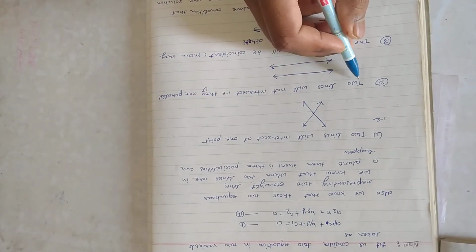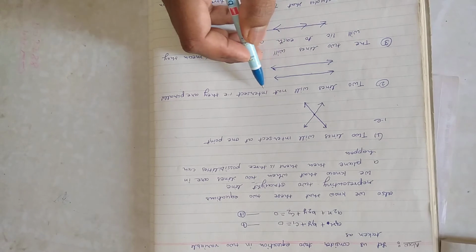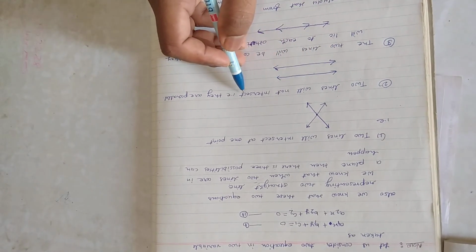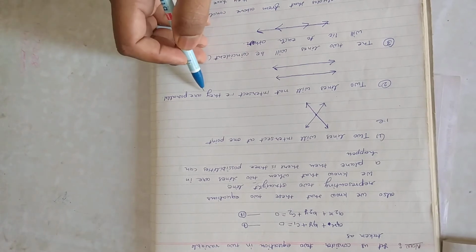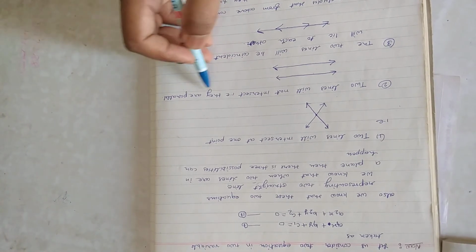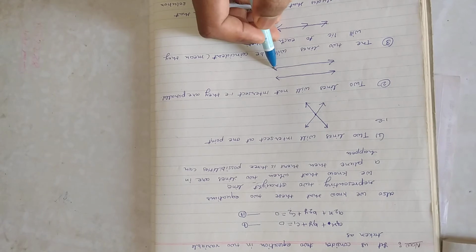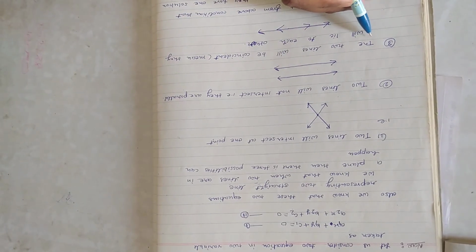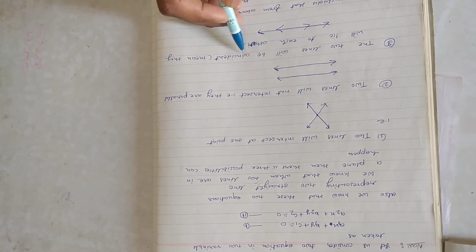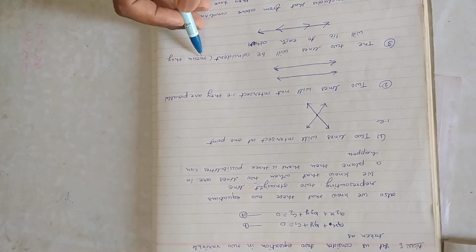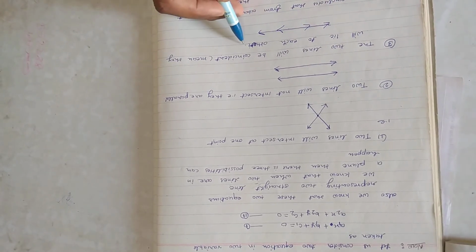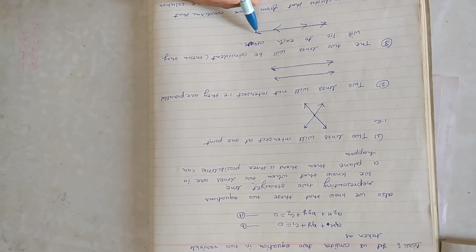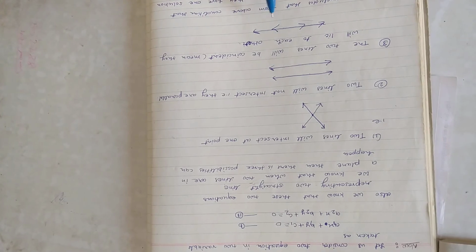What is the second possibility? The two lines will not intersect. If two lines do not intersect, then they are parallel. This is the second condition: lines are parallel. Now the third condition: the two lines will be coincident, meaning they will lie on each other. This is the first line and this is the second line; they will coincide with each other.